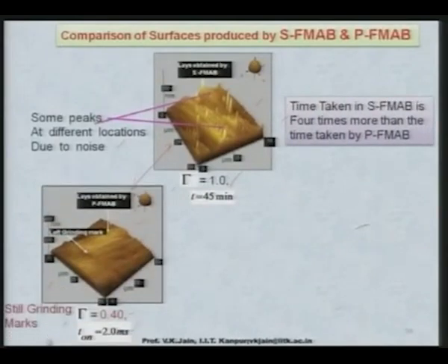If you see here, this figure shows you the lay obtained by static flexible magnetic abrasive brush, that is when you are using smooth DC power supply. And on the left side, this figure shows the smoother finished surface obtained by the pulse DC power supply. Here the duty cycle is 0.40, but still some grinding lay or marks are left over here, which you can clearly see.